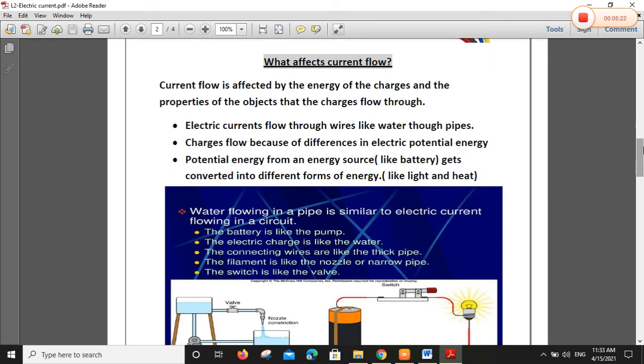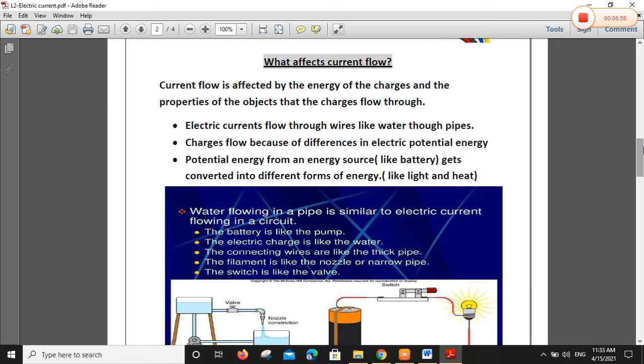What affects current flow? Firstly, we make a comparison between current flow in a wire and water flowing in a pipe. Yes, current flow is affected by the energy of the charges, because the charges that flow through a wire have energy. So the energy is very important to measure the current flow, and also the properties of the objects that the charges flow through.